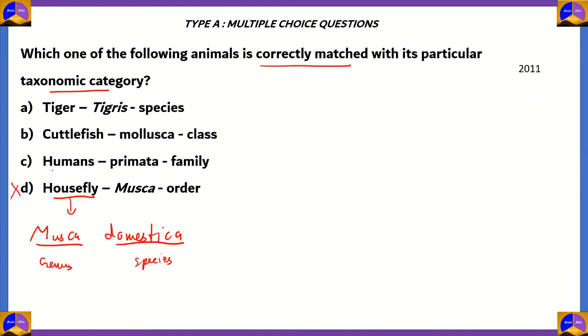Now what about option C? Humans, primata family. Primata is a class of organisms containing the primates, such as the apes and humans. So therefore, primata is not a family. That means option C is also incorrect. Now let's look at cuttlefish. Cuttlefish belong to mollusca, and it's given that mollusca is a class. However, in the animal kingdom, you will learn that mollusca is actually a phylum. It's actually above class. So that means option B is also incorrect.